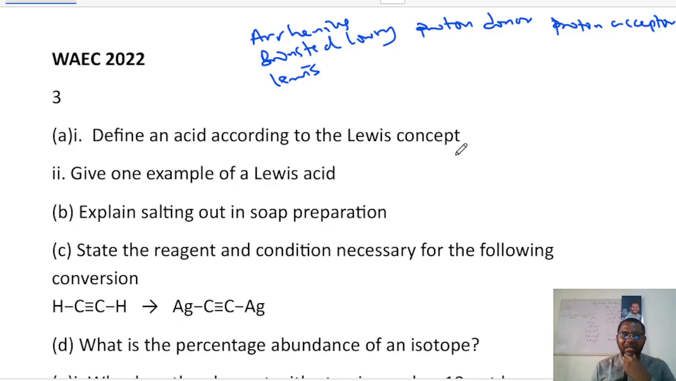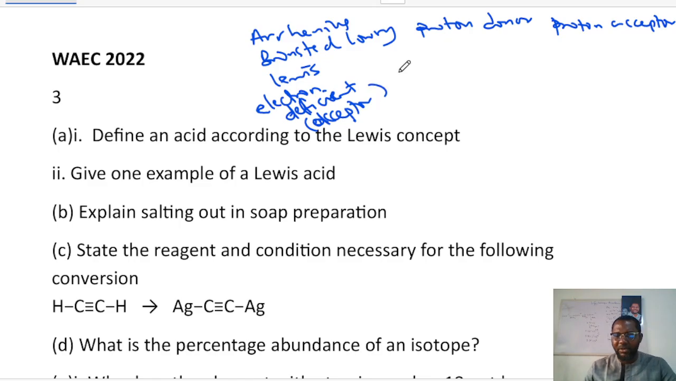Acid proton donor, base proton acceptor. Please remember that. Now in the case of Lewis, Lewis defines an acid as electron deficient. Any electron deficient species is an acid. You can say electron deficient or electron acceptor. You can use deficient or acceptor. Now that's very important for you to know.